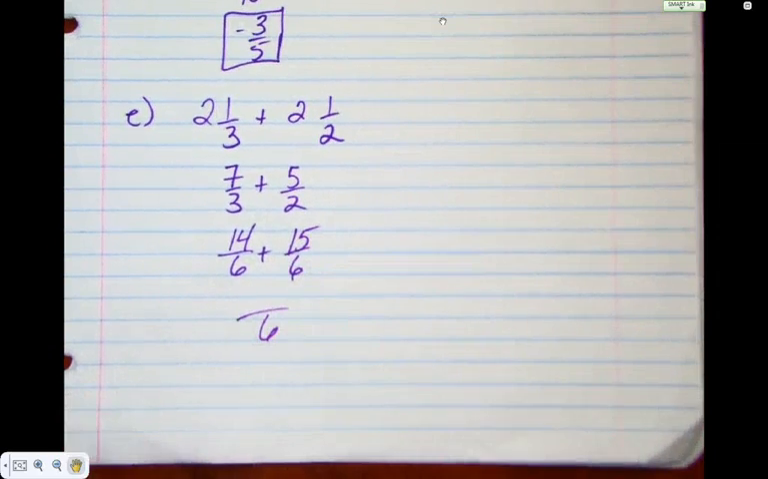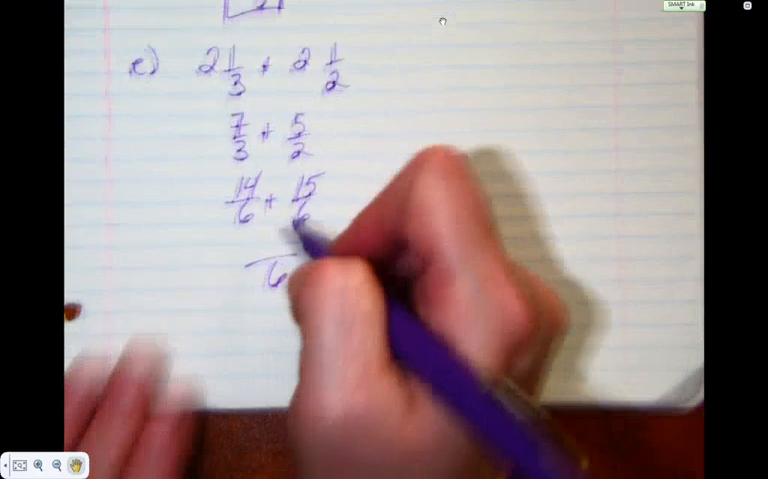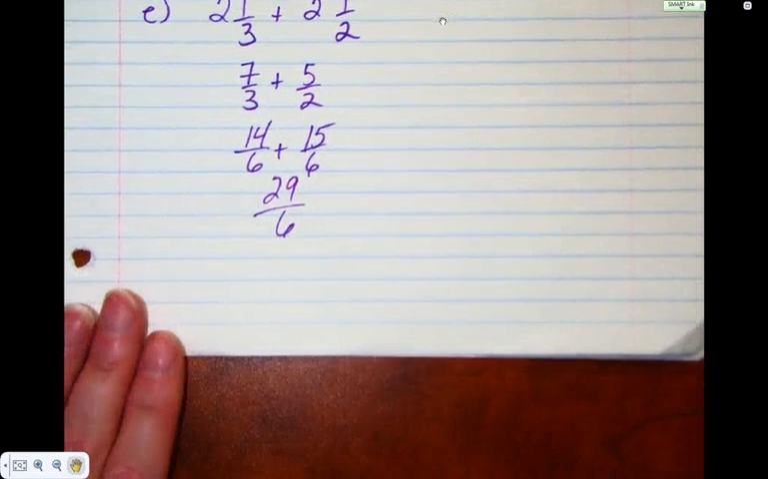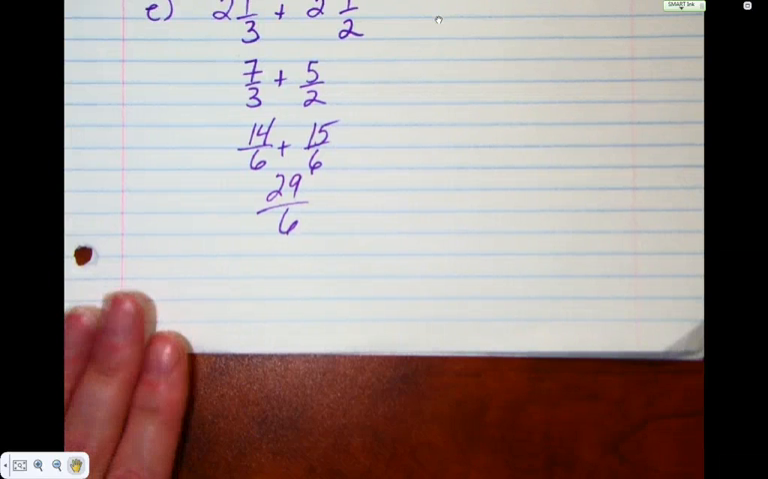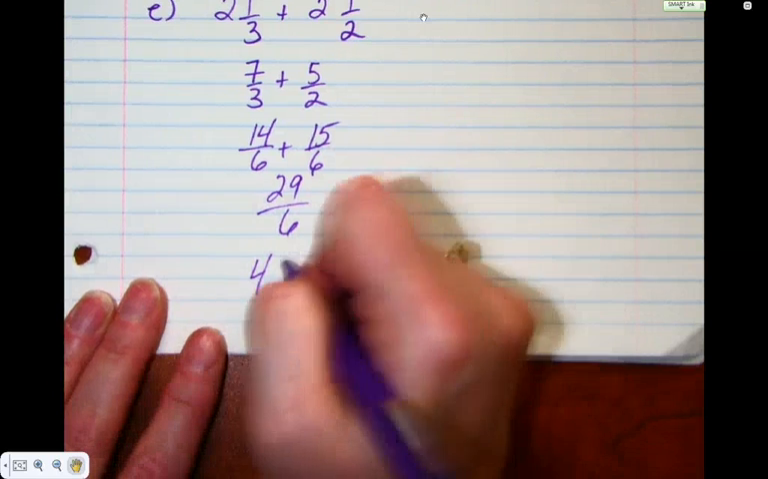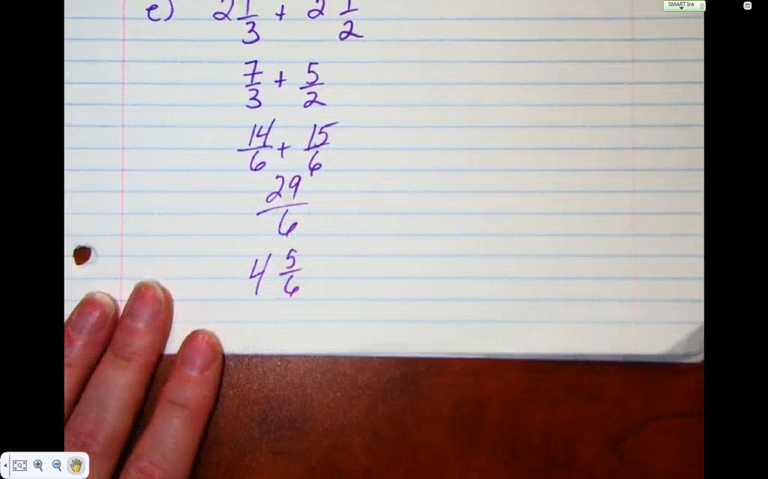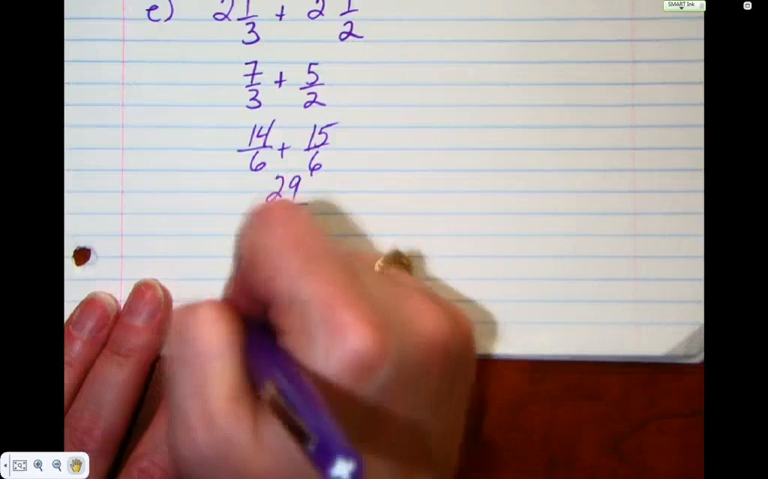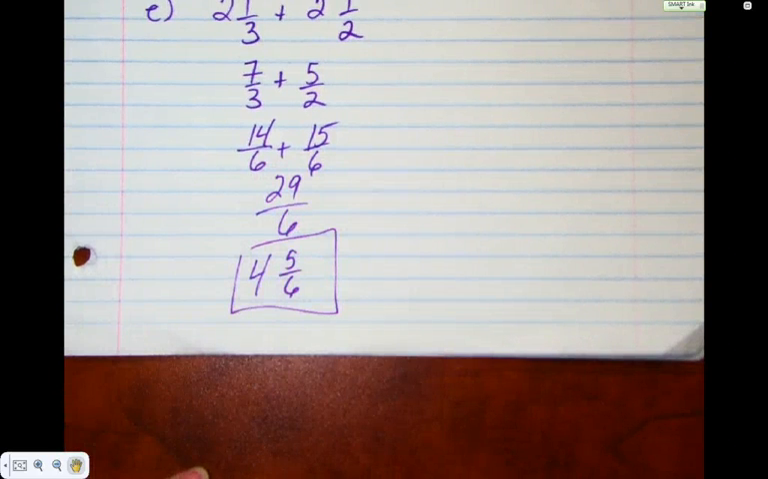Keep the bottom, smush the top together, 14 plus 15. Change to mixed, how many times does 6 go into 29? Leftovers? Can we reduce? Final answer. Annika, could you redo D?